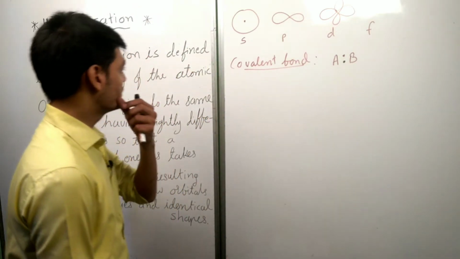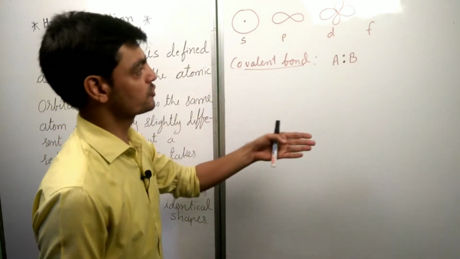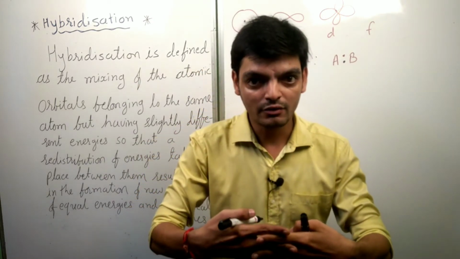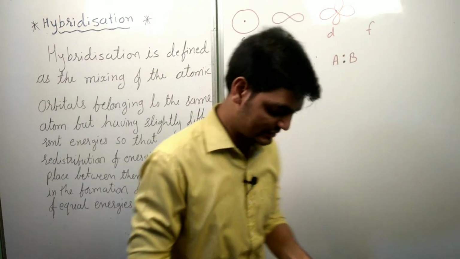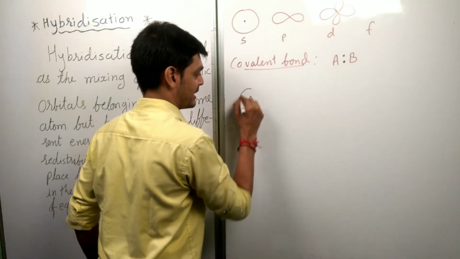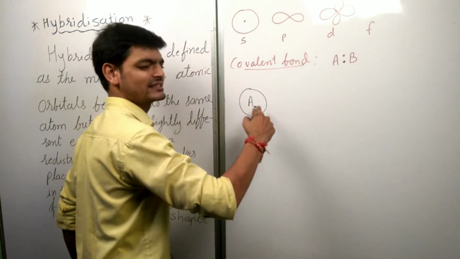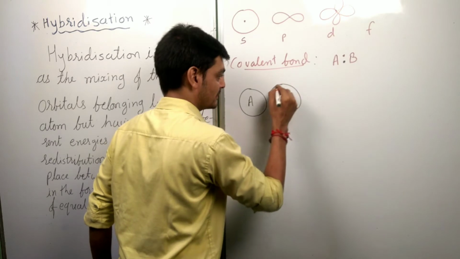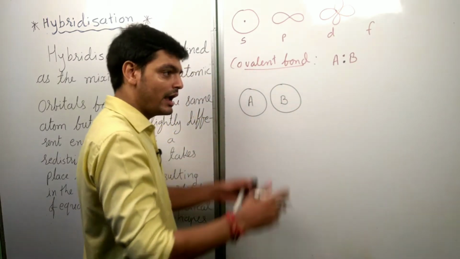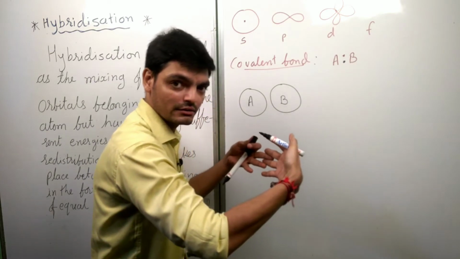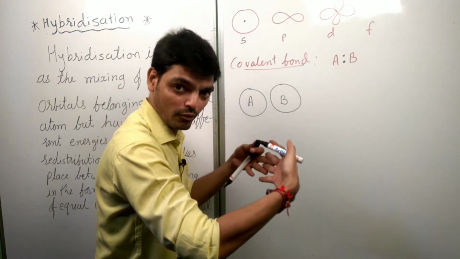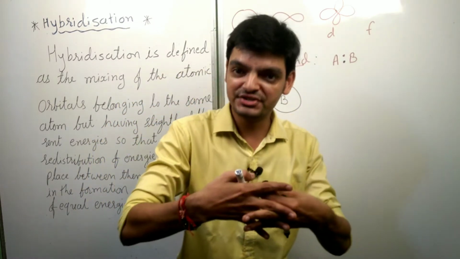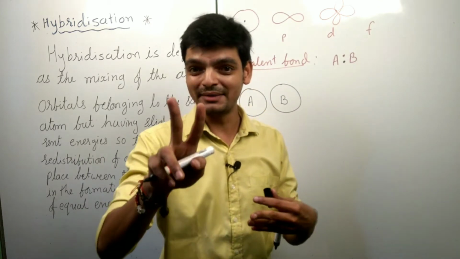And how is the covalent bond actually formed? The covalent bond is formed by overlapping of atomic orbitals. Suppose this is atom A and this is its orbital, for example an s orbital. This is atom B and this is the atomic orbital of atom B. When A and B combine and form a covalent bond, it means their orbitals are overlapping, intermixing with each other.